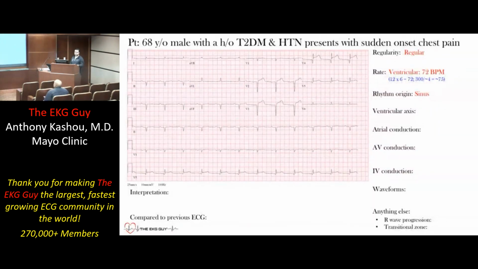All right, so sinus, and then what is our axis here? We have normal axis, leftward axis, rightward axis. Left. Left axis? Okay, why do you say left axis? Lead 1 is positive and AVF is negative. But then I also look at lead 2 now. Okay, very good. When that's negative, then I'm pretty sure. Truly sure. Good.